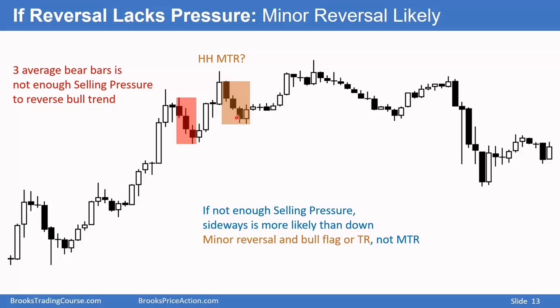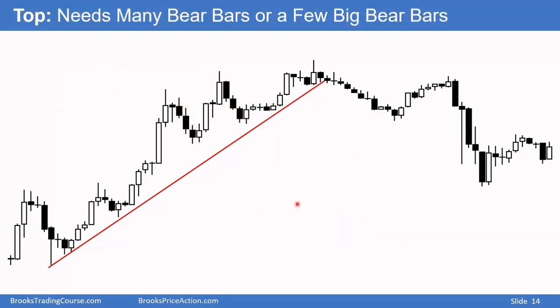Not enough selling pressure, sideways more likely than down. Minor reversal, probably into either a bull flag or a trading range. We have a bull trend. We have a minor reversal here, another one here. And this one is probably minor as well. I would not call it a significant wedge top because the legs down are small. Probably going to result in 2 sideways legs instead of a big bear trend.